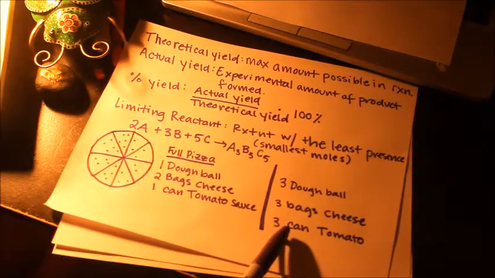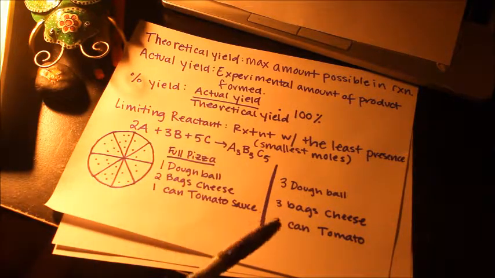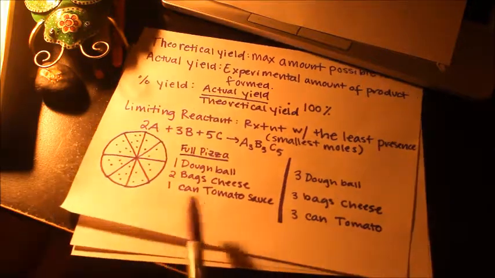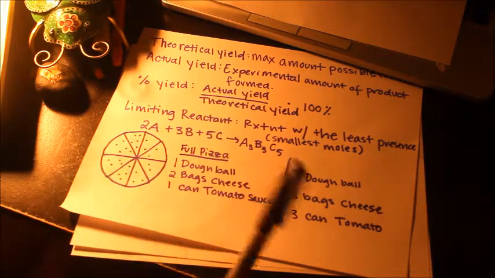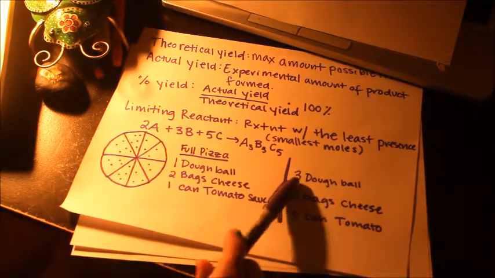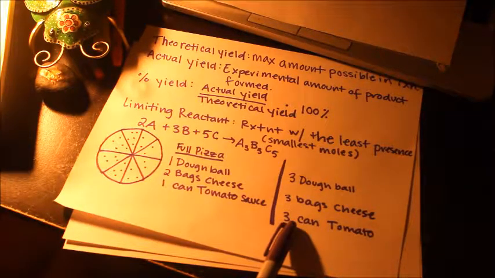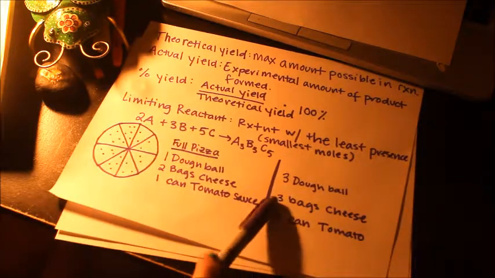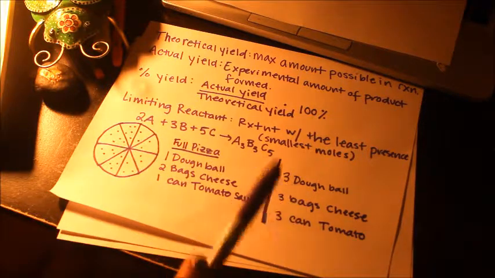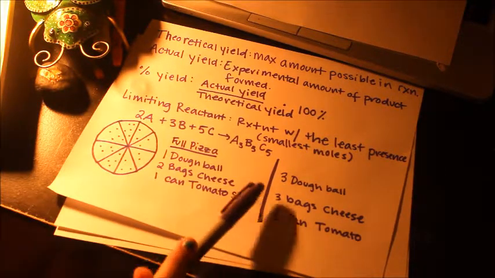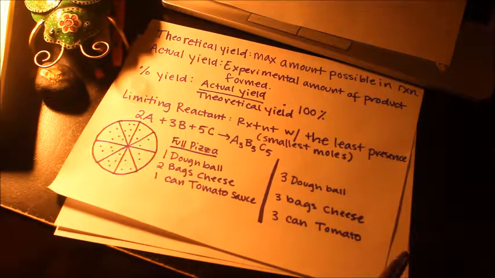But say, experimentally, we have 3 dough balls, 3 bags of cheese, and 3 cans of tomatoes. What do you think our limiting reactant is? And how many pizzas can we make, kind of like how many moles of product can we make? We have enough dough balls because we only need 1, and enough cans of tomatoes because we only need 1 and we have 3. You can make 3 pizzas with 3 dough balls, and 3 pizzas with 3 cans of tomatoes, but you cannot make 3 pizzas with only 3 bags of cheese. You would need 6.